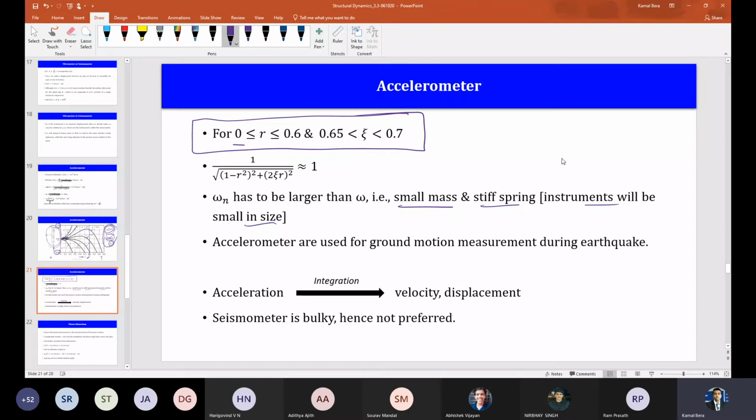So accelerometers are used for ground motion measurement during an earthquake. From that acceleration data, I can integrate it and get velocity and displacement. A seismometer is bulky because of the heavy mass, right? And it's not preferred. Okay.